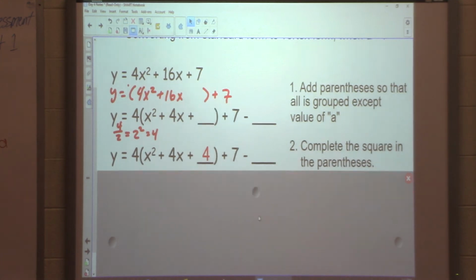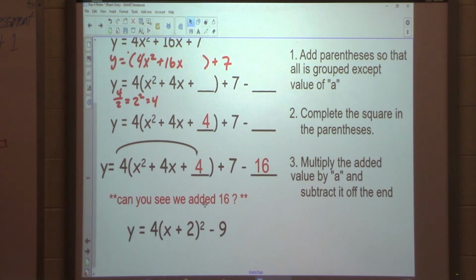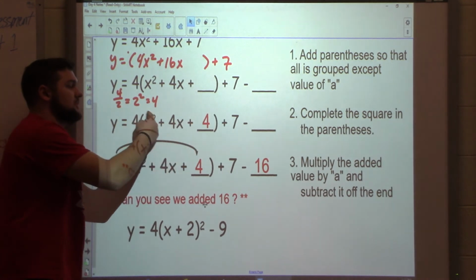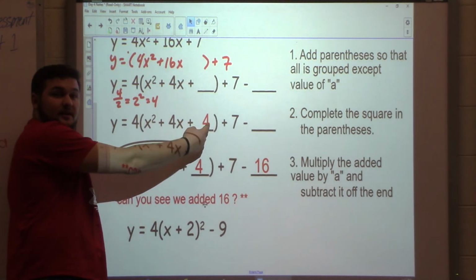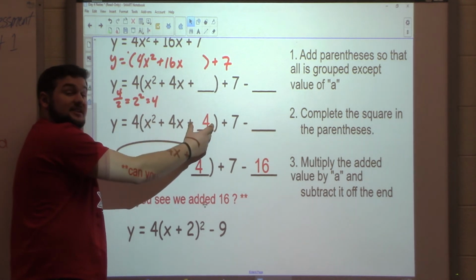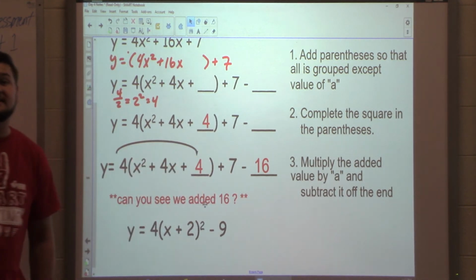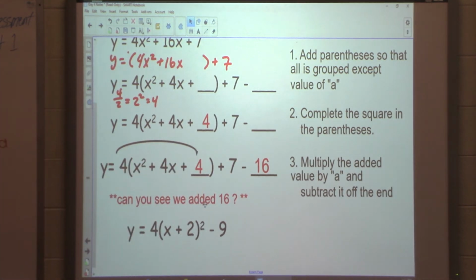So what's happening here, I don't like how this is set up one bit. I apologize for that. But because I add 4 on the inside, if I were to redistribute this 4 that I left out front, it was like I added 16, because 4 times 4 is 16. So instead of subtracting 4, I'm subtracting 16. So remember, I want to balance it. I want to add 0. I don't want to add more than I subtract or subtract more than I add. I don't want to change it at all.